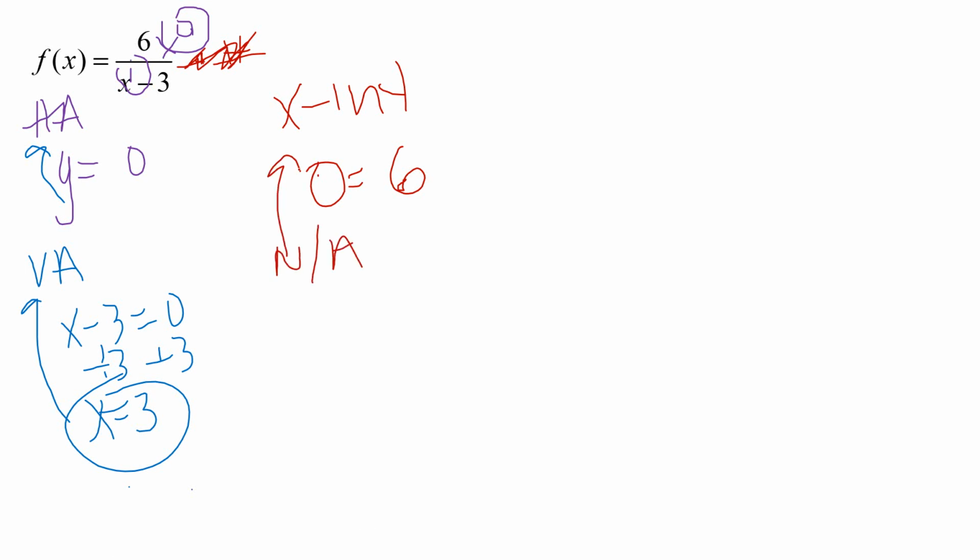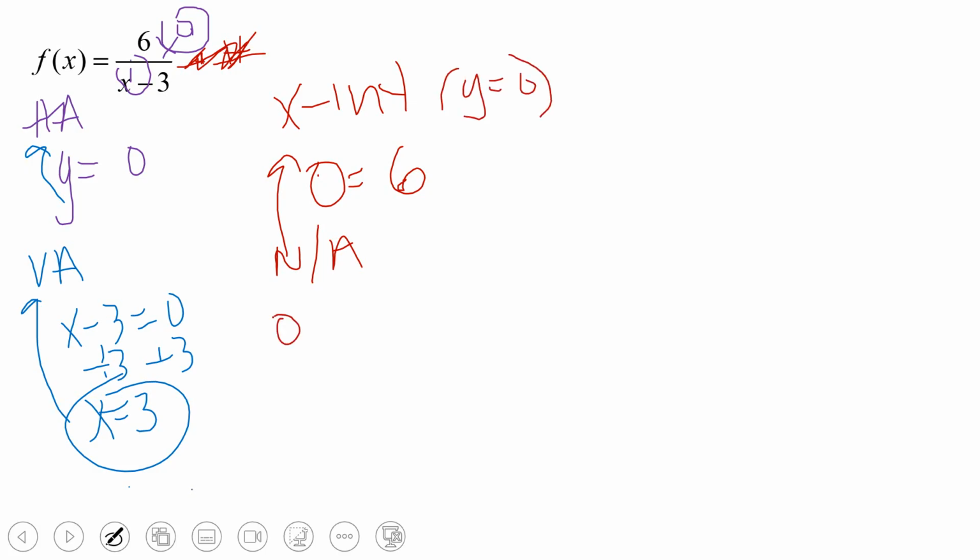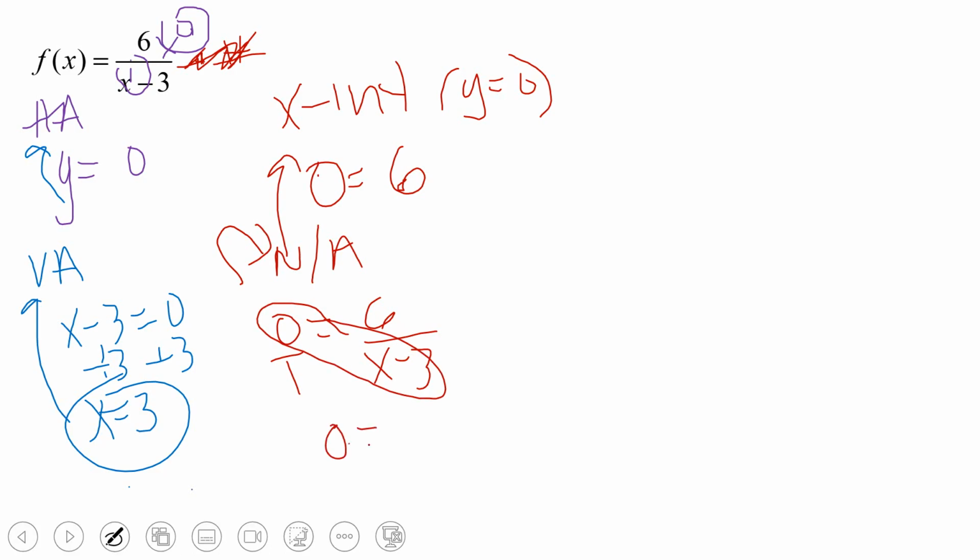Now, if you don't remember that trick, hopefully you remember that when you find the x-intercepts, y equals 0. So I'm going to replace f of x with 0. And then I'm showing you the longer way of achieving the same answer here. I'm going to cross multiply. 0 times the quantity x minus 3. Well, 0 times anything is 0. 1 times 6 is 6. And you can see we still get a statement that's not true. That's why no x-intercept exists.